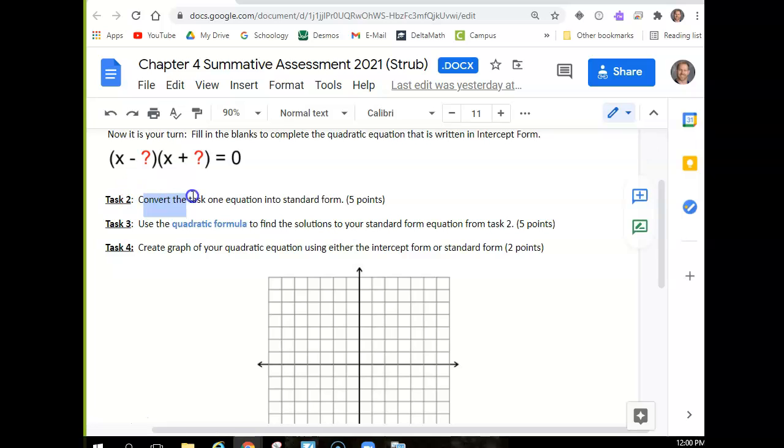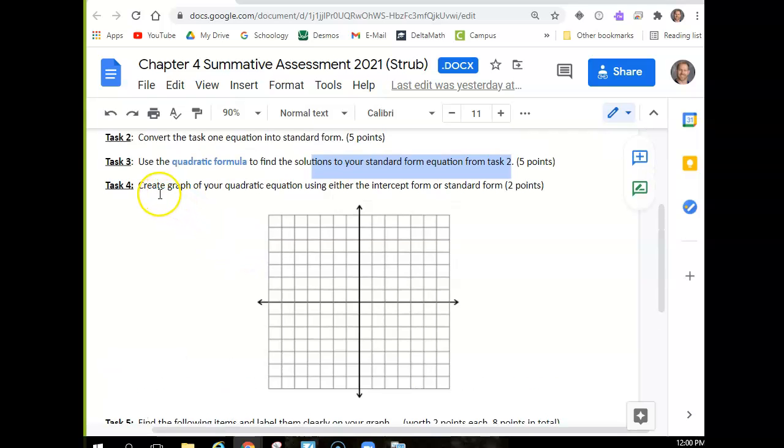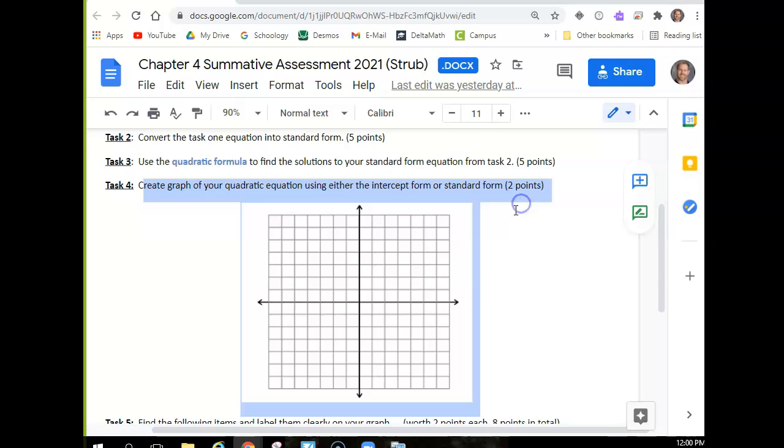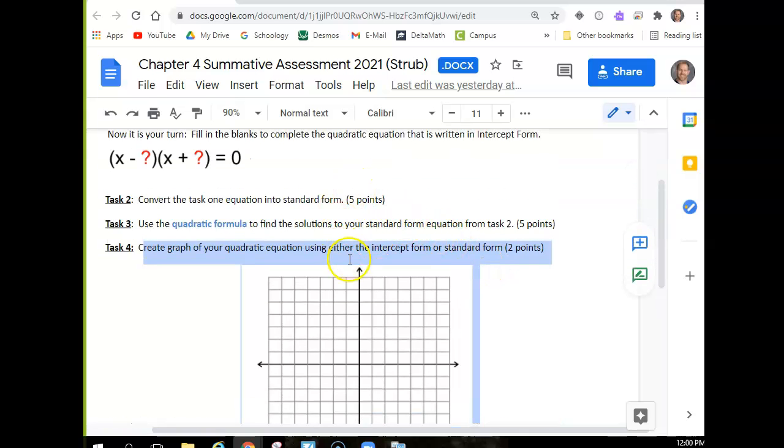So task 2 then is convert task 1 into standard form. Doesn't that sound a lot like our warm-up we just did? Task 3, use the quadratic formula to find your solution from the standard form that you just created in task 2. All right, and then step 4, or task 4, complete a graph using either the intercept or standard form.